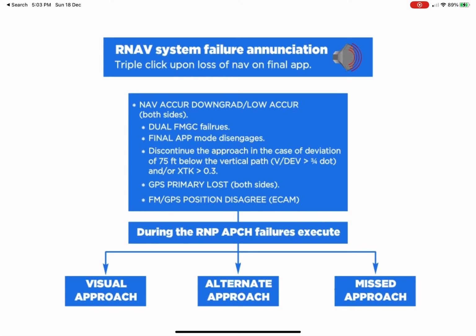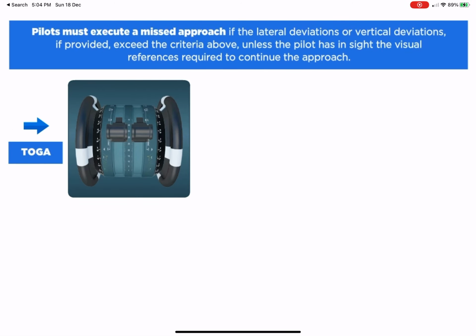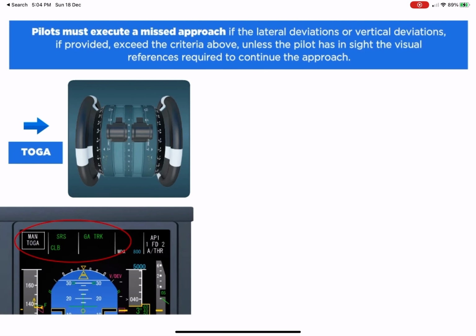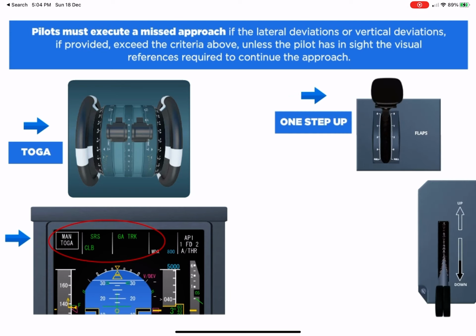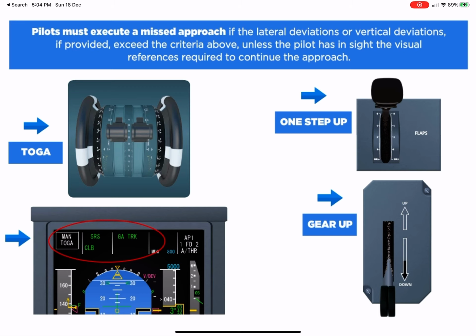FMS1/FMS2 POS DIFF. The pilot in command should assess the situation when faced with any of the above failures, and if the condition is visual, continue the visual approach. If you have the opportunity to do an ILS, VOR or NDB approach and the briefing was done, transition to an alternate approach. Otherwise, execute the missed approach procedure. Pilots must execute a missed approach if the lateral deviations or vertical deviations, if provided, exceed the criteria above, unless the pilot has in sight the visual references required to continue the approach.